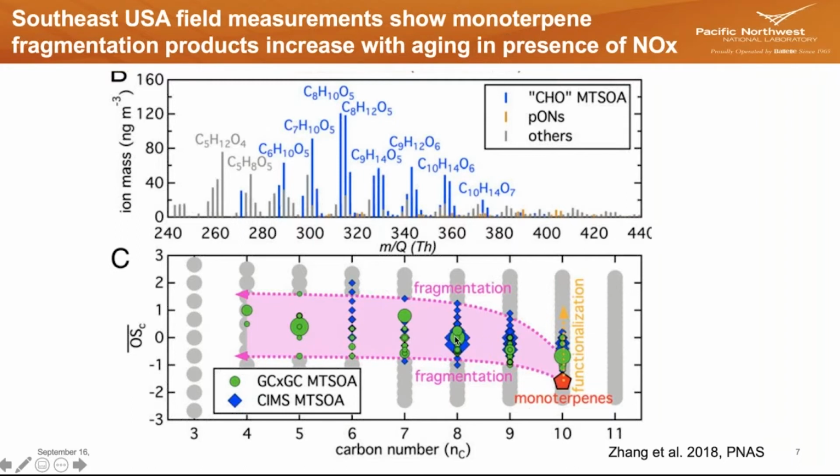The challenge is how do you parameterize that for a climate model? Because there are thousands and thousands of these species, and it's not feasible to represent all this chemistry in a model for what we know. But we still want to do a good job of representing some of these key processes which affect SOA budgets, loadings, and lifetimes in the atmosphere.